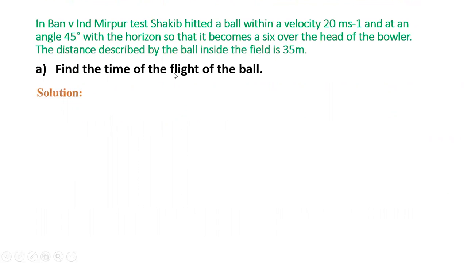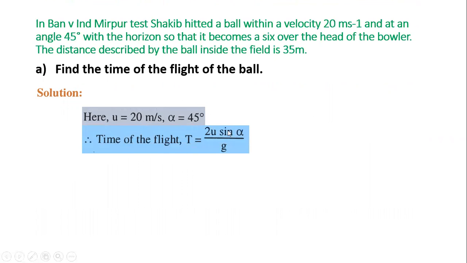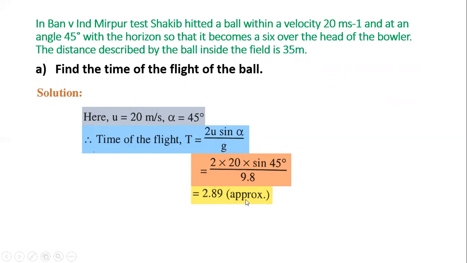Solution. Find the time of flight of the ball. Here u equal to 20 meter per second, alpha equal to 45 degree. Time of flight t equal to 2u sin alpha by g. You know this formula. Here 2 into 20 into sin 45 degree by 9.8. The value of u is 20, alpha equal to 45 degree, and the value of g equal to 9.8. After calculation you get the value 2.89.